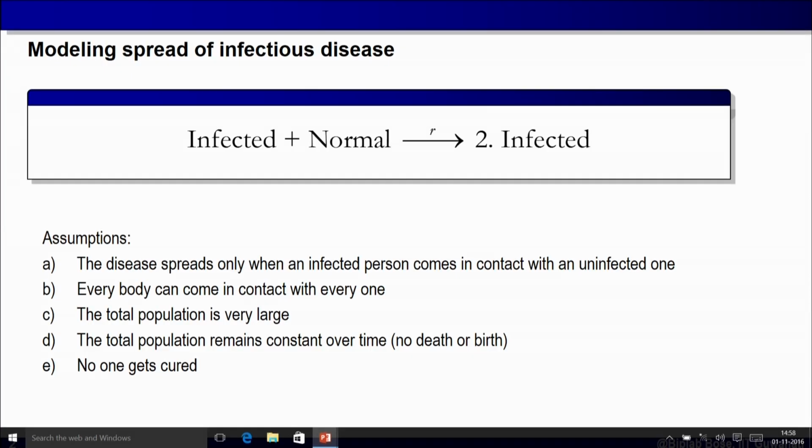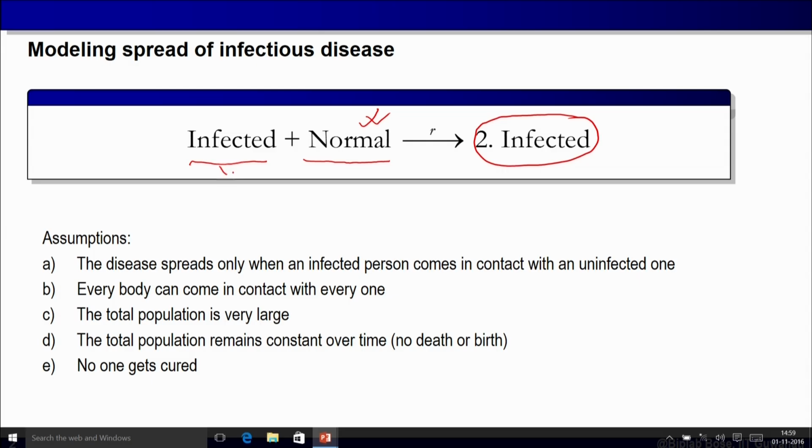So here, we don't really have a complete graphical model, but rather I can write like this: for spread of infection, like common cold, you have an infected person. That person comes in contact with a normal person who is not infected yet, and that normal person becomes infected, so we get two infected persons. And we want to model this process.